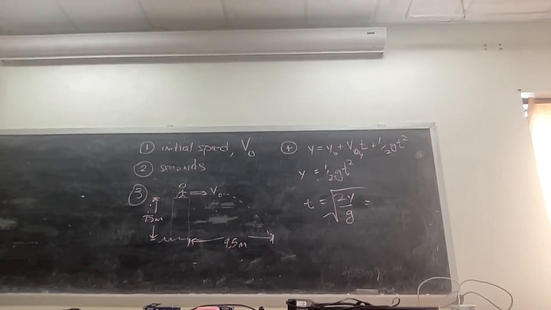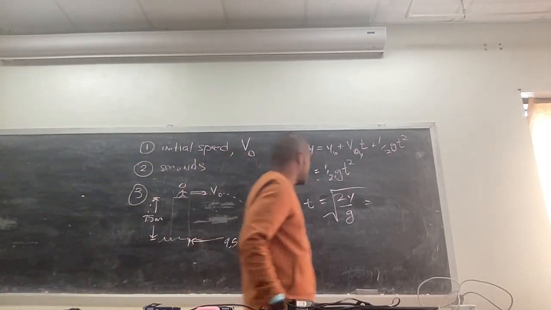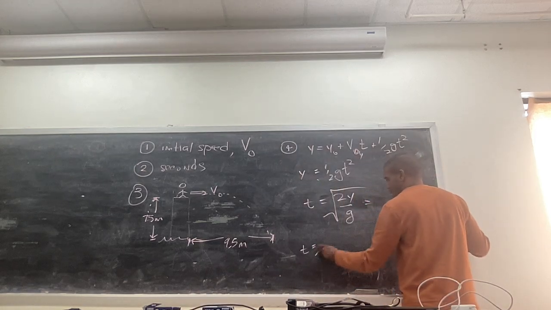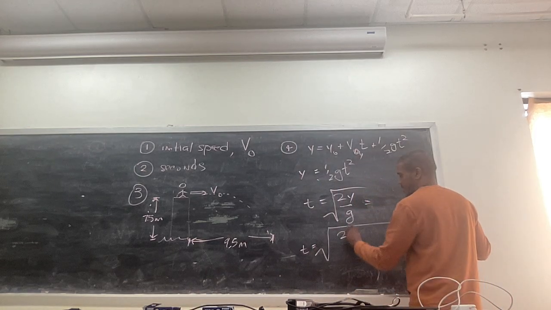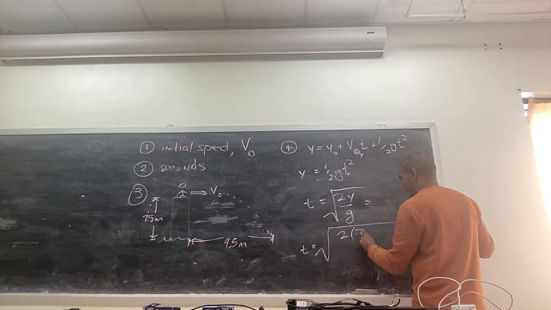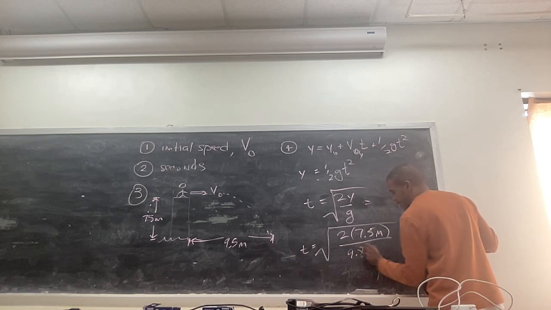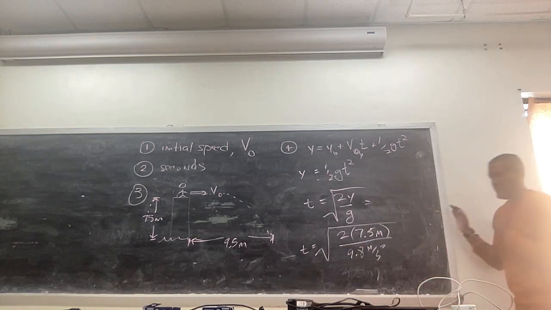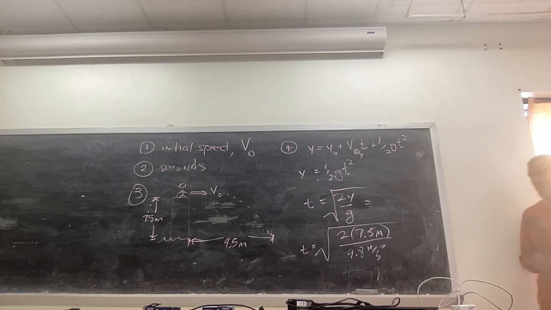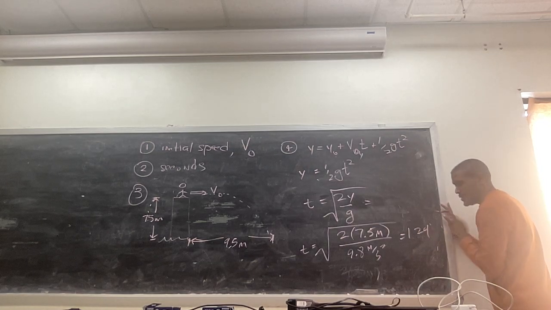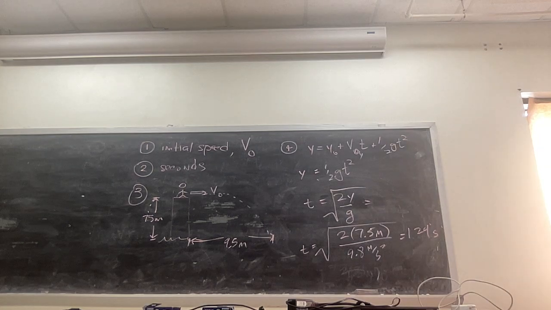Yes, indeed. 2 times what? 2, so it's T equals what? Square root of 2 times 7.5 meters divided by 9.8 meters per second squared. I got 1.24. 1.24 what? Seconds. That's reasonable, right?